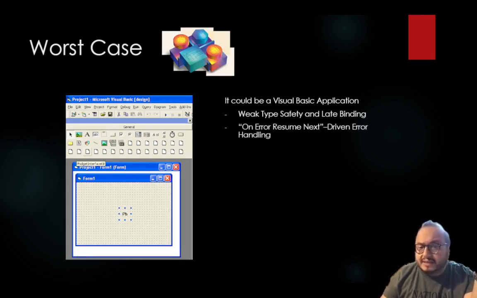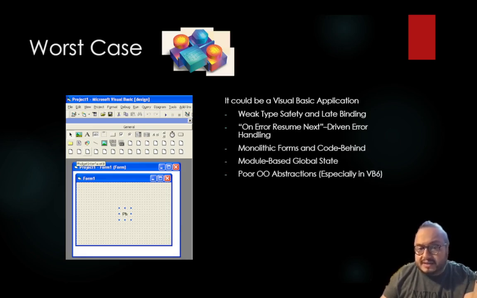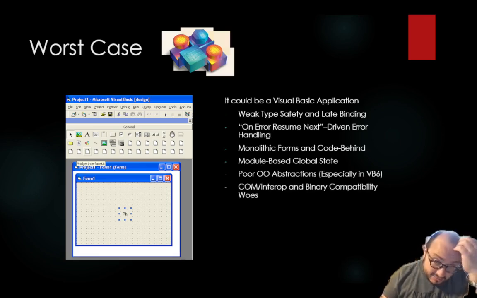On Error Resume Next driven error handling. Monolithic forms and code-behind. Module-based global state. Poor object-oriented abstractions, especially in Visual Basic 6. COM interop and binary compatibility woes.